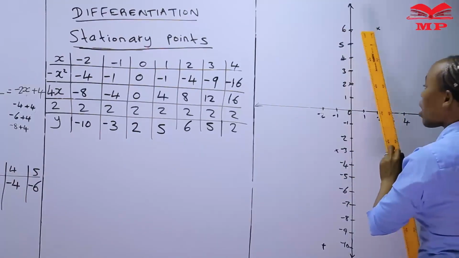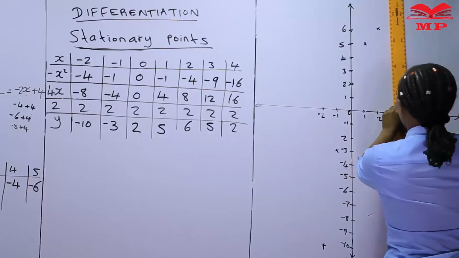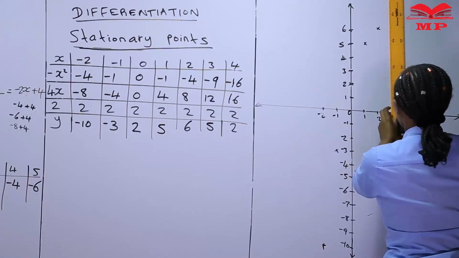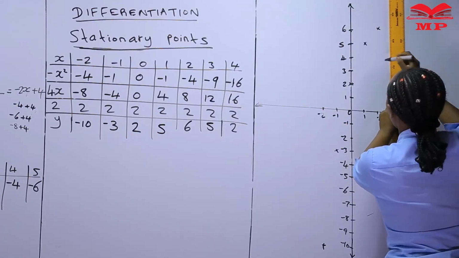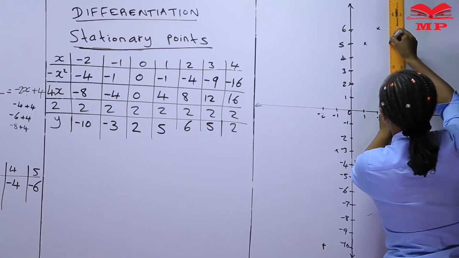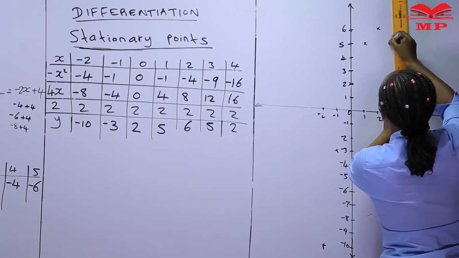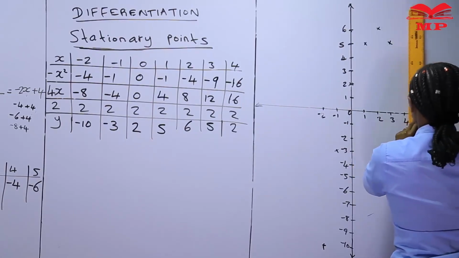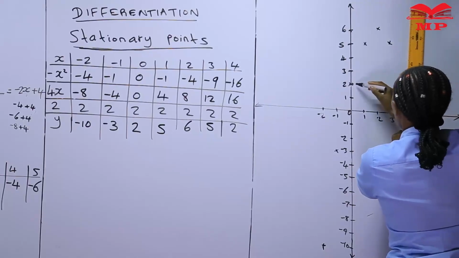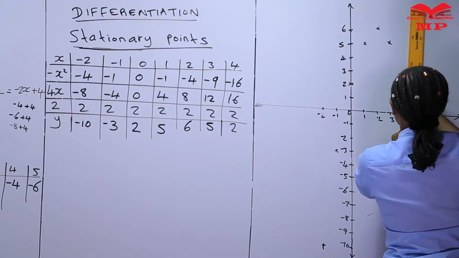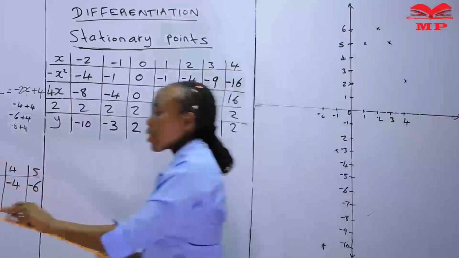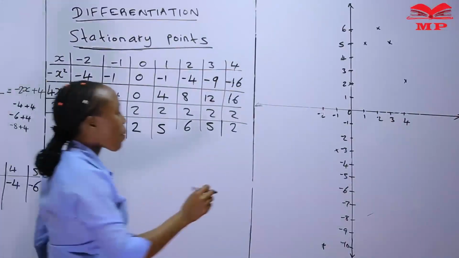Then we have our 3, 5. Our 5 is here. So this is the point. Then we have 4, 2. Our 2 is somewhere there. So we plot that curve and see what's happening.